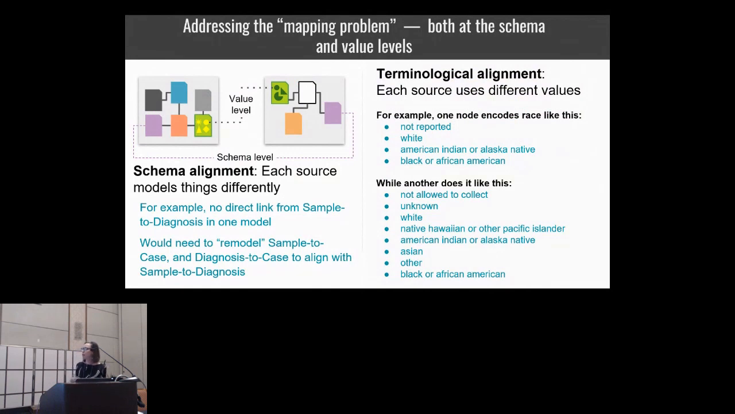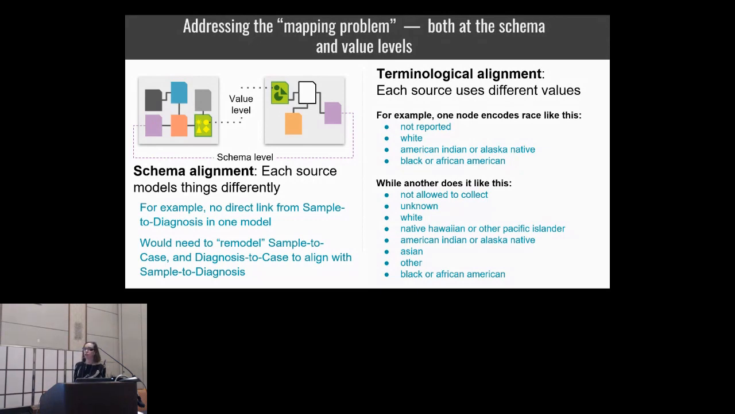So for example, in one schema, we might not have a direct link between a sample and a diagnosis, whereas in another, we would. And so in order to take the one that doesn't, we have to, quote, remodel the sample case table, the diagnosis case, and then somehow create a derived table that would be able to give us the sample to diagnosis. And you're all very familiar with these kinds of approaches of extracting and joining various bits of various tables in order to remodel these schemas. But doing it in a reproducible way at scale is really challenging. And that's one of the things that we've been really trying to tackle.